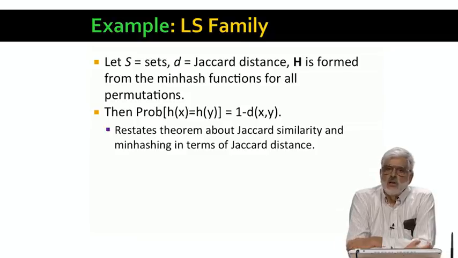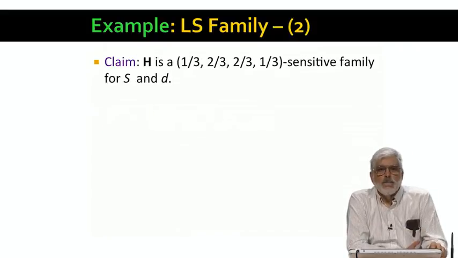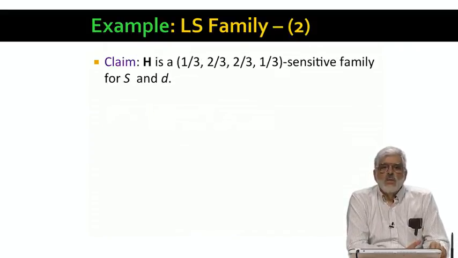That's just a restatement of the theorem about how the Jaccard similarity is the probability that two sets agree on a random min-hash function. Notice that 1 minus the Jaccard distance is the Jaccard similarity. We claim that the family of min-hash functions is a 1/3, 2/3, 2/3, 1/3 sensitive family for the space S of sets and the Jaccard distance d.